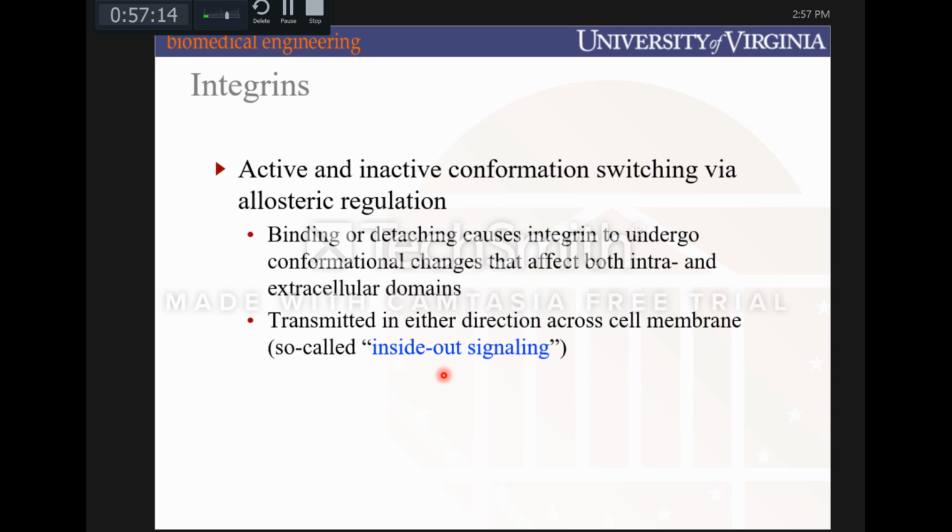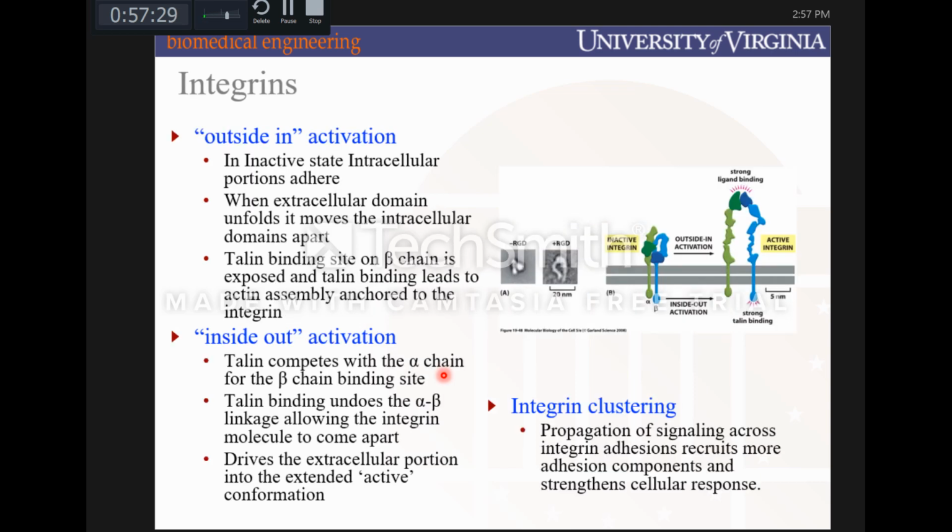So most of the time when you think of signaling, you think of something binding the external receptor, and then that signal goes into the cell. But something can drive the cell to yank on the integrin from the inside, which causes the outside of it to unfold into its active conformation. So we call that outside-in or inside-out signaling, excuse me. We'll talk about that a little more and give a brief example.